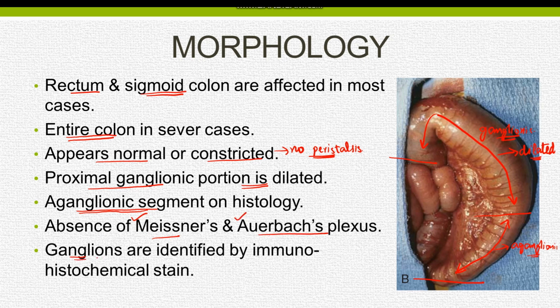The ganglions can be identified by the immunohistochemical stain for acetylcholine. This immunohistochemical stain identifies acetylcholine in the biopsy. In case there is no acetylcholine detected, it means there is absence of ganglion, or it is an aganglionic segment.